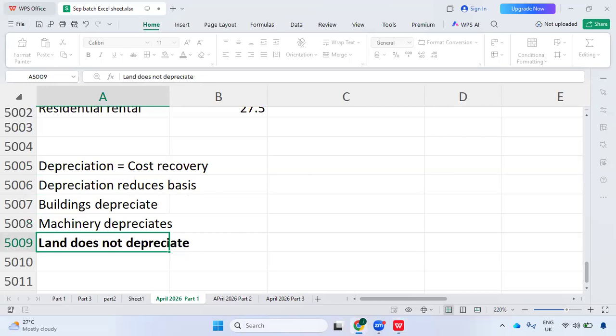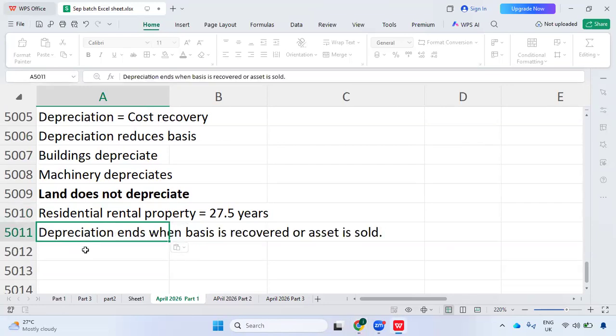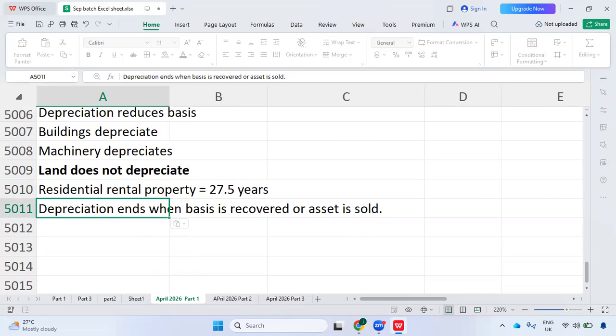In residential rental property cases, the life is 27.5 years. Depreciation ends in two situations: when the basis is fully recovered, or when the asset is sold. Then depreciation will stop there itself.